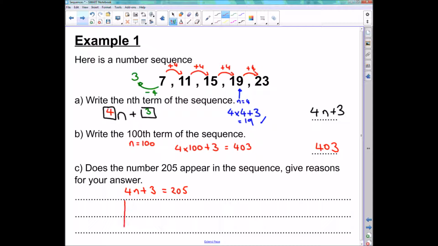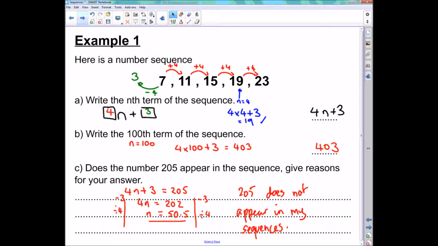So, I'm going to drop my 2 lines down, take away 3, I get 4n equaling 202. Now I'm going to divide both sides by 4, and if I do that, I get a value of n equaling 50.5. Now, if you remember in my conclusion, if n was a whole number, then it appears in my sequence. But here, n is not a whole number, so 205 does not appear in my sequence. And the equation here will be sufficient for my reasoning.